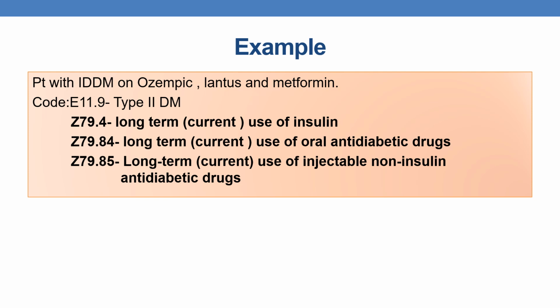So here first the PDX would be E11.9, that is type 2 diabetes mellitus, followed by Z79.4, long-term current use of insulin, then Z79.84, long-term current use of oral anti-diabetic drugs, and finally Z79.85, which is nothing but long-term use of injectable non-insulin anti-diabetic drug.